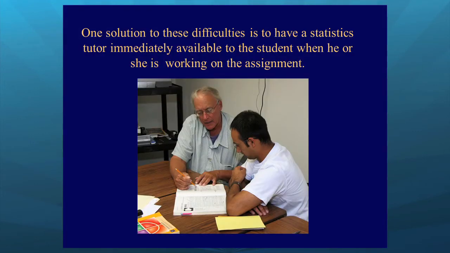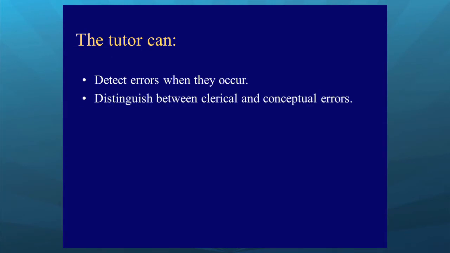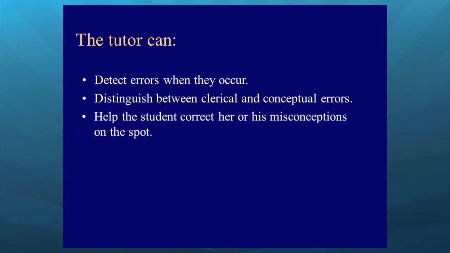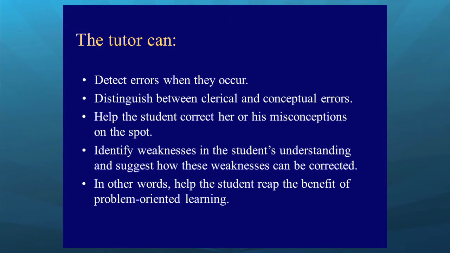Now, one solution to these difficulties is to have a statistics tutor immediately available to the student when he or she is working on an assignment. And that's probably the optimal solution. If you have somebody who understands statistics, you can have a problem that the student has to solve. If they run into difficulties, you have a tutor right there to help them with it. The tutor can detect errors when they occur, distinguish between clerical and conceptual errors, help the student correct her or his misconceptions on the spot, and identify weaknesses in the student's understanding and suggest how they can be corrected. In other words, the student can reap the benefits of problem-oriented learning, especially if you have a nice, well-skilled tutor available.